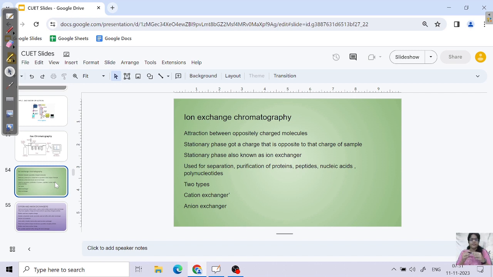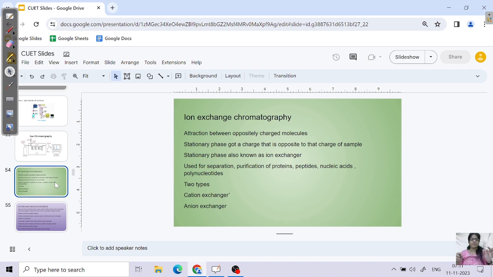See, the stationary phase should have a charge that is opposite to the charge of your sample. So if the sample is positively charged, coat the column with a negatively charged material. You should be adding a resin, like ion exchangers. I'll tell you what ion exchangers are also. They should be added with that. The stationary phase is also known as the ion exchanger. I told you, it is used for separation of proteins, peptides, nucleic acids and all.